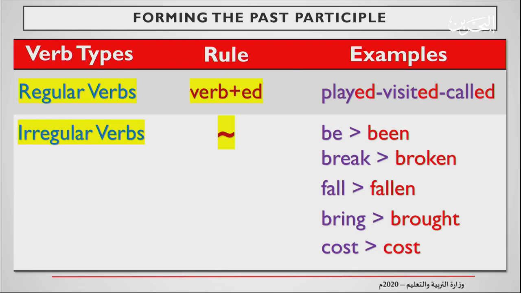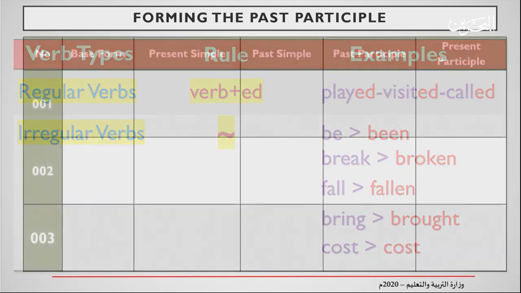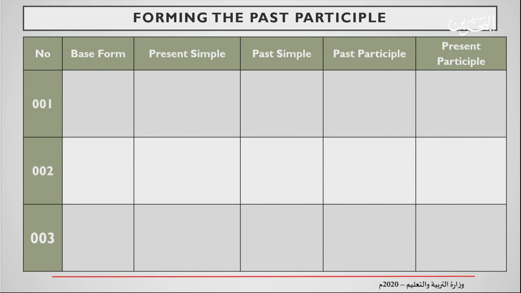Now, this means something. It means that you have to memorize a full list of irregular verbs. If you open a dictionary or if you go online, you will find this table. You will find a base form, present simple, past simple, past participle, and present participle. As an example, do in the base form. Present form, do and does. Past simple, did. Past participle, done.